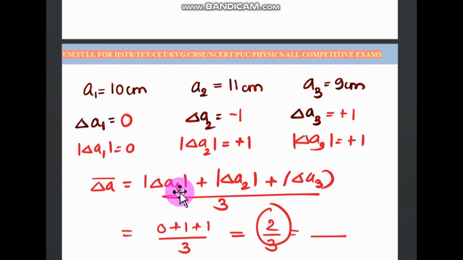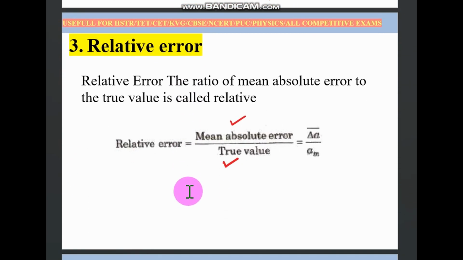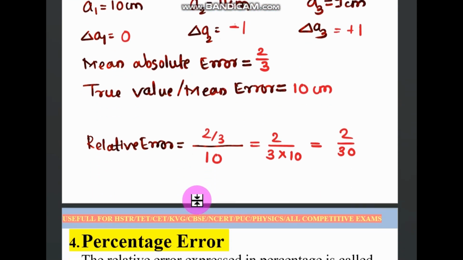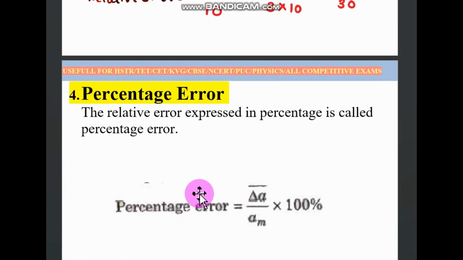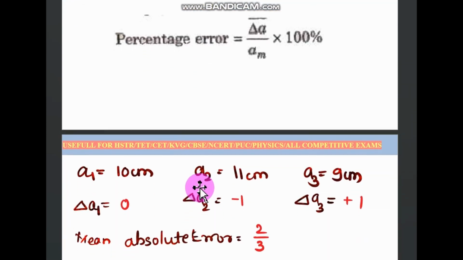Then third one is relative error: mean absolute error divided by true value. True value is calculated in case 1. Mean absolute error is calculated in case 2. So with the help of the formula, we can solve for true value or mean error. Then percentage error is just the percentage of case 3. Already we have covered these 4 types of errors.